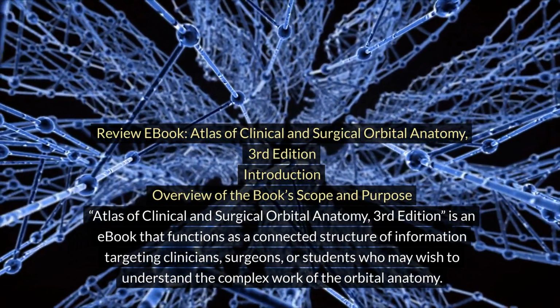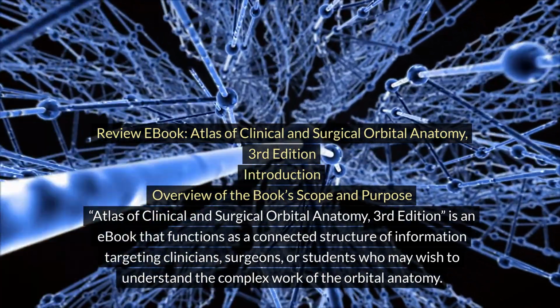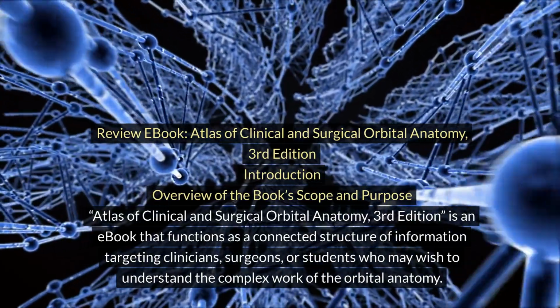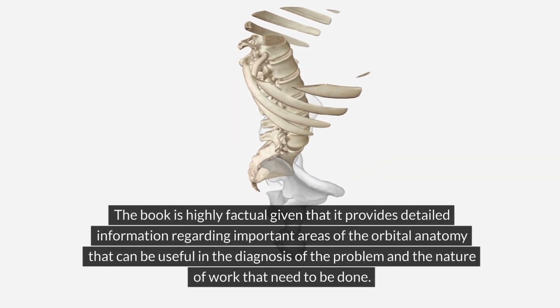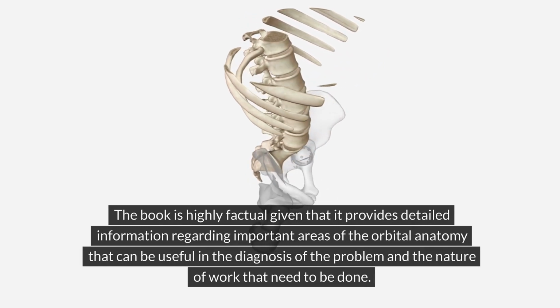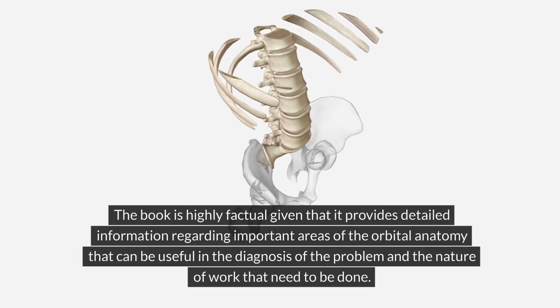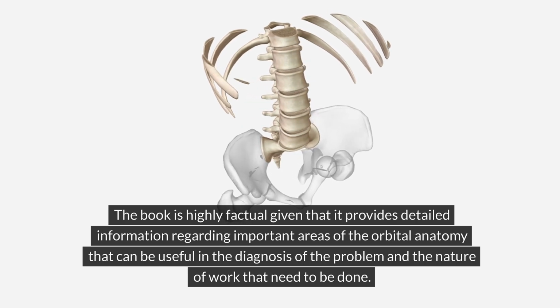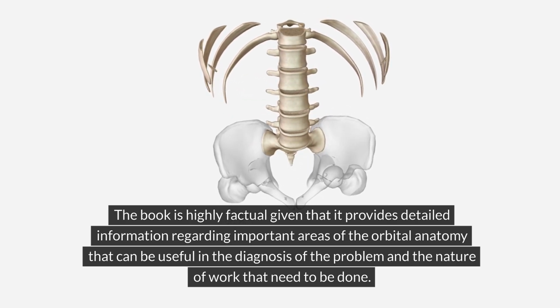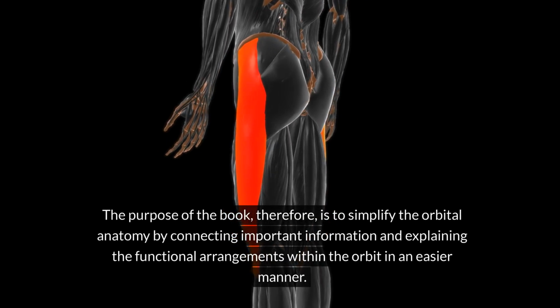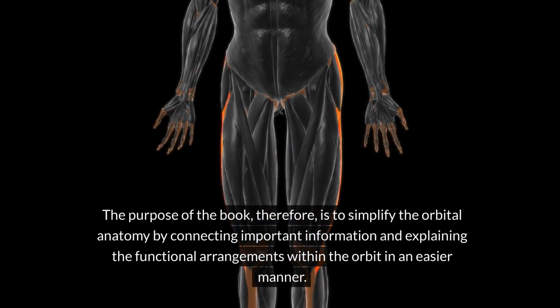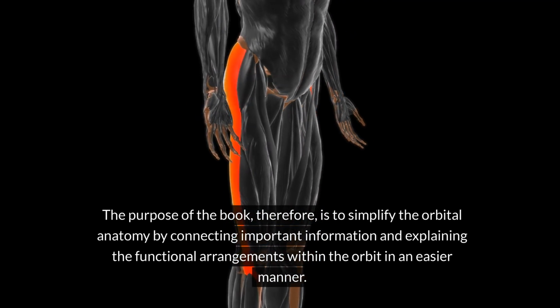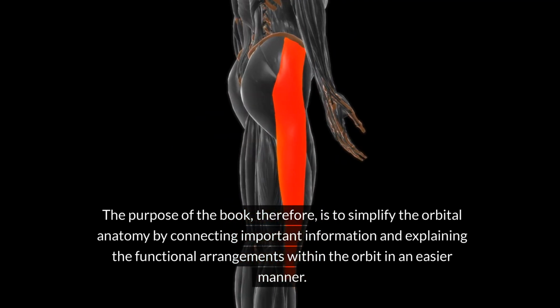targeting clinicians, surgeons, or students who may wish to understand the complex work of the orbital anatomy. The book is highly factual, given that it provides detailed information regarding important areas of the orbital anatomy that can be useful in the diagnosis of the problem and the nature of work that needs to be done. The purpose of the book, therefore, is to simplify the orbital anatomy by connecting important information and explaining the functional arrangements within the orbit in an easier manner.